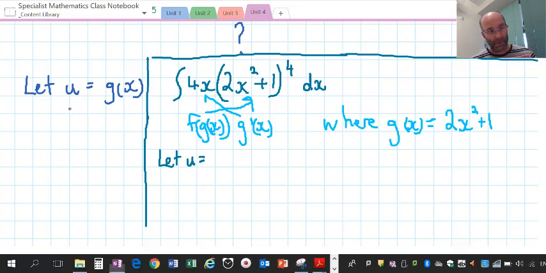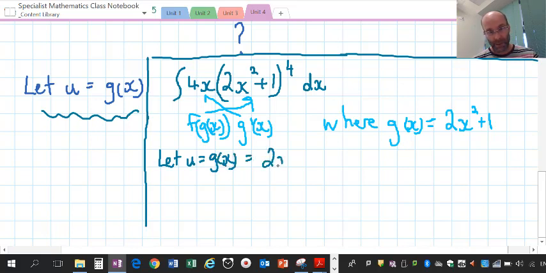Now we said let u equal g of x. Well, g of x is 2x squared plus 1, so let u equal g of x, which is basically let u equal 2x squared plus 1. Okay, now du dx, because remember we've got a g dash of x here, so the derivative with regard to x would be 4x.